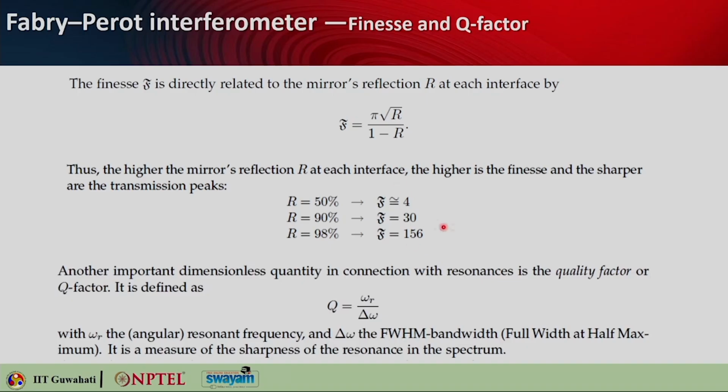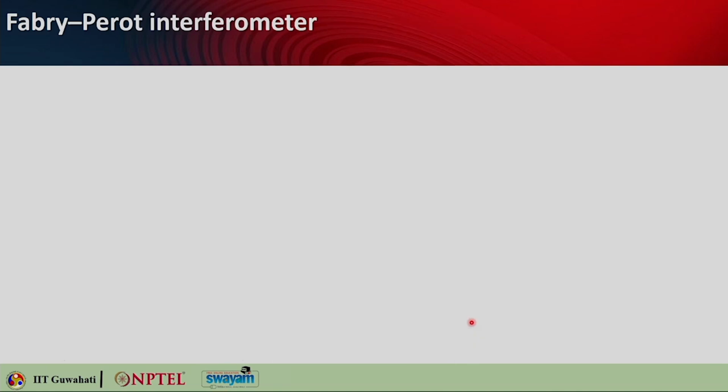Another important thing that will also correlate, I already gave the hint that when it is very fine, you also will get a very high quality factor. The quality factor Q is defined as omega r, that is the resonant frequency, divided by the spread in frequency, that is delta omega. Delta omega is nothing but the FWHM, full width half maxima. So, it actually gives you a measure of the resonance in the spectrum, fine.